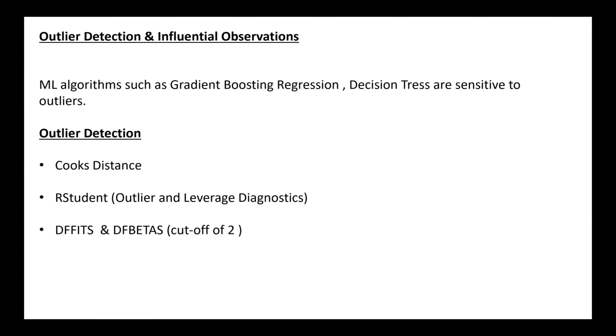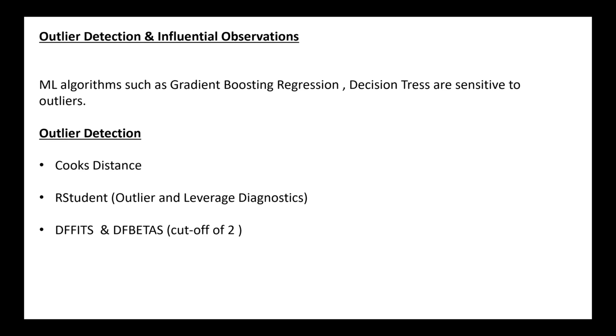In this section, we are going to see how we can detect outliers and influential observations in the dataset. We all know machine learning algorithms such as gradient boosting regression and decision trees. These machine learning algorithms are sensitive to outliers. So it is best to detect outliers using SAS.